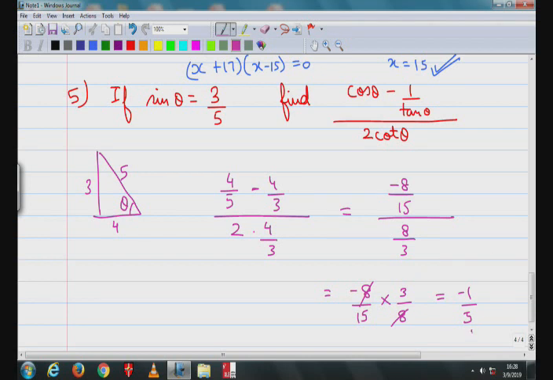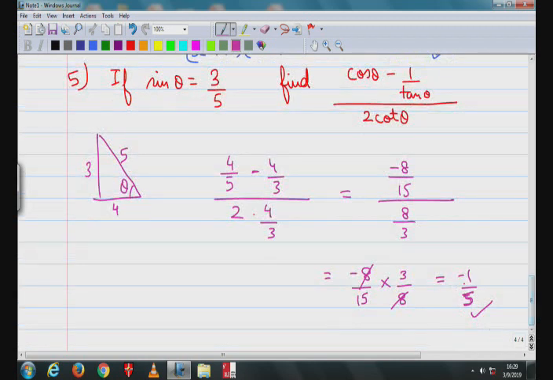Yes, Kohima, your answer is right. Minus 1 by 5 is going to be the correct answer. Okay, now you got your mistake, Shillong. That's good. Itanagar, are you getting this question? It was an easy one, just substituting the values and then simplifying.